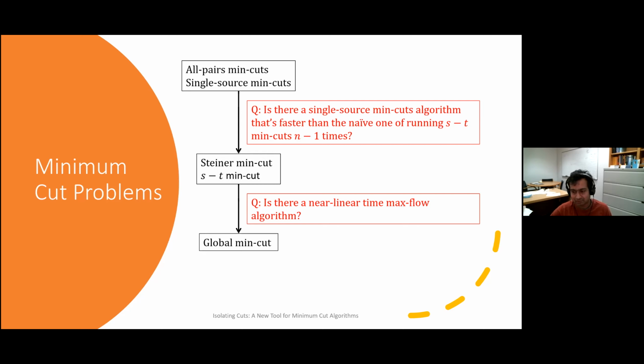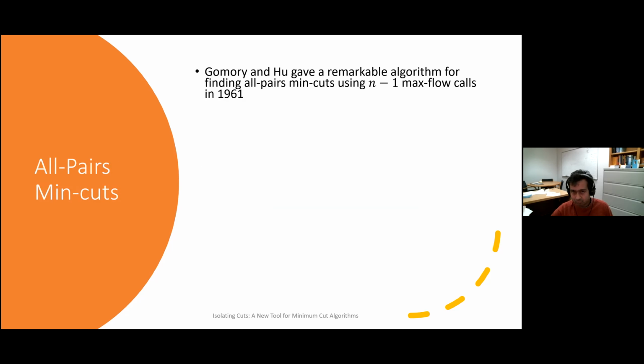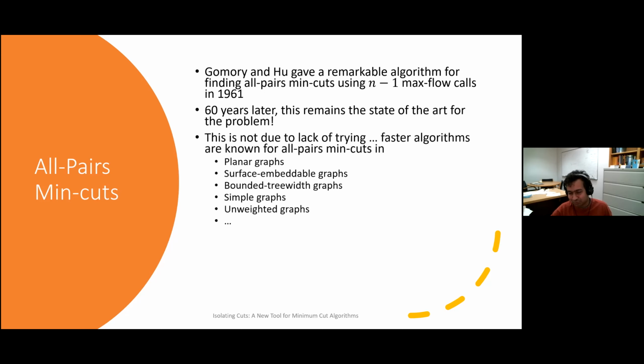So let's look a little deeper into this question. Gomory and Hu gave this really beautiful algorithm in 1961 that finds all pairs min-cuts using just n-1 max flow calls. And the really surprising thing is that 60 years later, this remains the state of the art. So we still don't have a better general purpose algorithm for this problem. Now, this is not due to lack of trying.